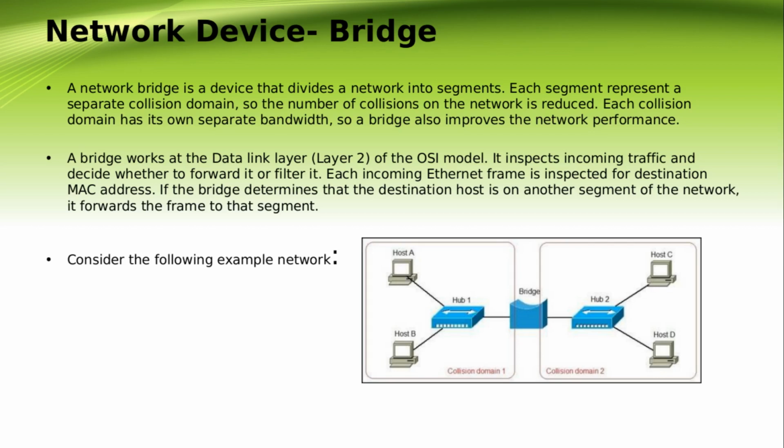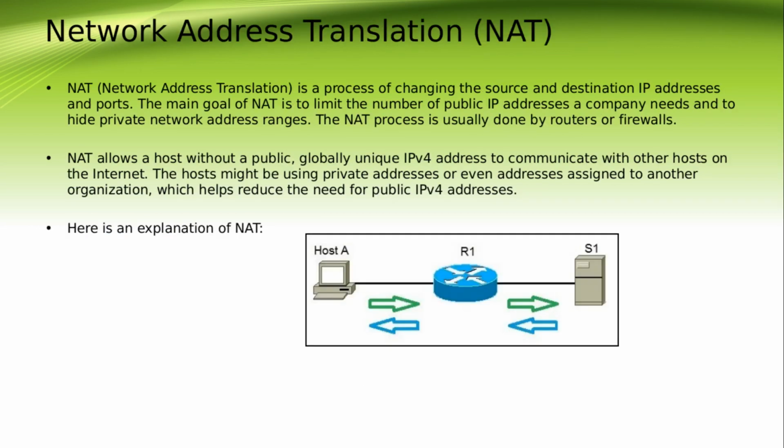So this is one of the best examples. NATing. NAT stands for network address translation. It is a process of changing the source and destination IP address and ports. The main goal of NAT is to limit the number of public IP addresses a company needs and to hide the private network address range. The NAT process is usually done by routers or firewalls.